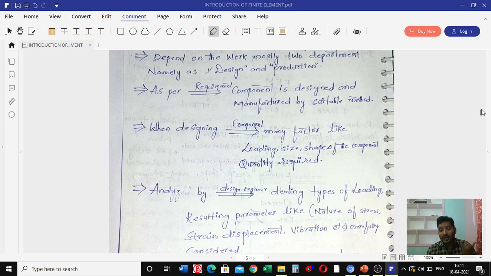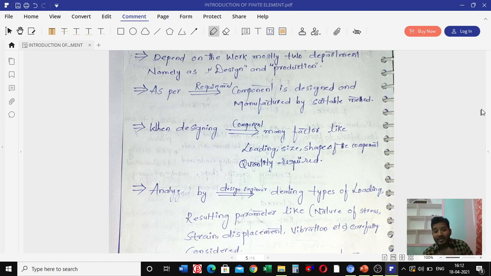The first thing in designing a component, among many factors, is to know about the loading, which type of load is acting on the machine component. Tensile load, compressive load, shear force, torsional force, or bending load: the design engineer has to know which load is acting. And what size and shape of the component we need to manufacture, and how much quantity we need to produce as per the requirement of the customer.